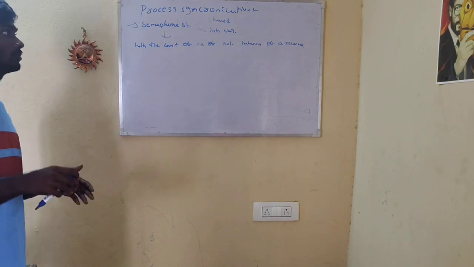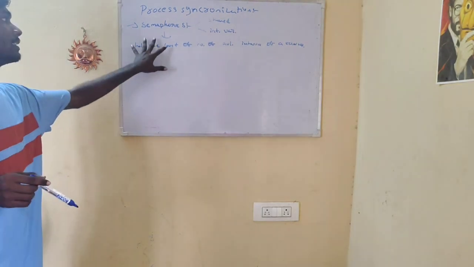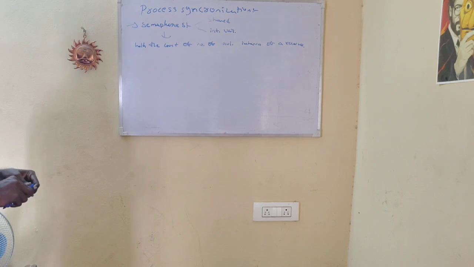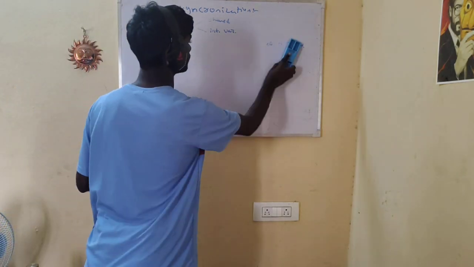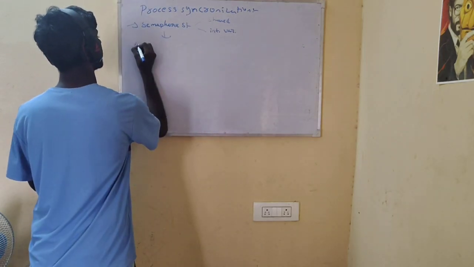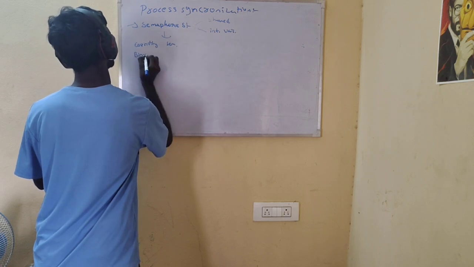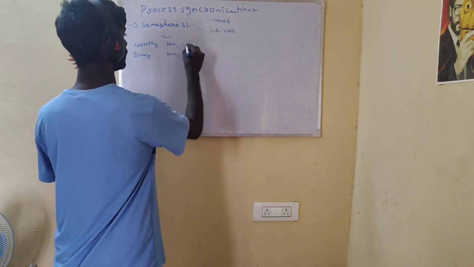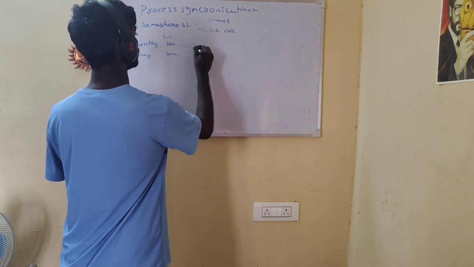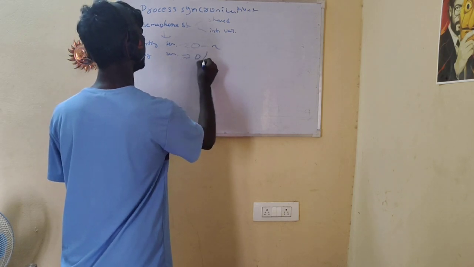We can use semaphore whenever we are having only a single instance or more than one instance, and this holds the count of the number of instances available for a resource. So now there are two types of semaphores. One is counting semaphore, and the other is binary semaphore. The counting semaphore has a value ranging from 0 to any number n, and the binary semaphore has a value of 0 or 1.